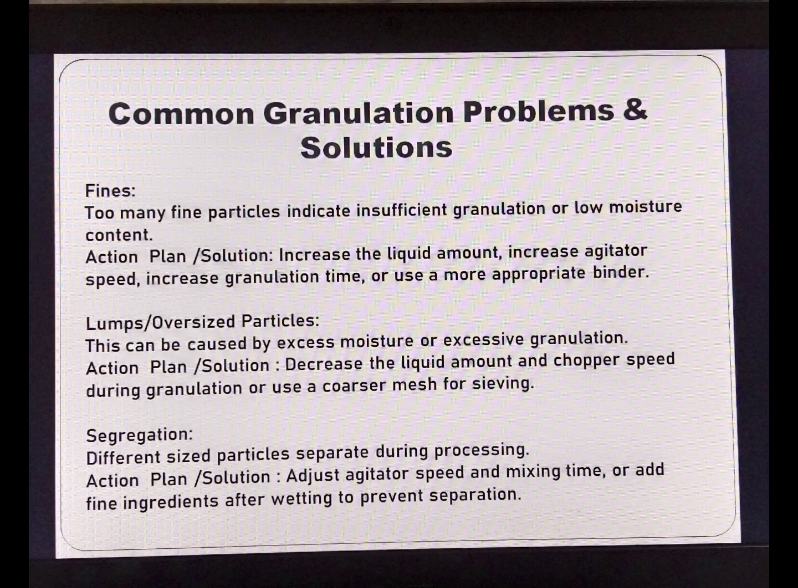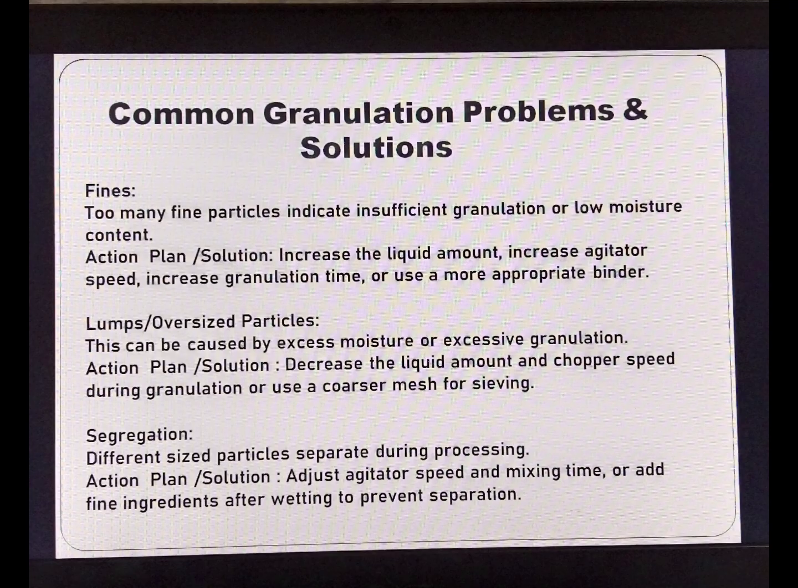Common granulation problems and solutions. Fines. Too many fine particles indicate insufficient granulation or low moisture content. Action plan and the solution: increase the liquid amount, increase agitator speed, increase granulation time, or use a more appropriate binder. Lumps, oversized particles. This can be caused by excess moisture or excessive granulation. Action plan: decrease the liquid amount and chopper speed during granulation or use a coarser mesh for sieving.